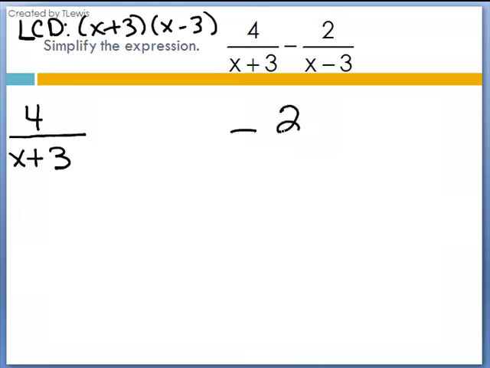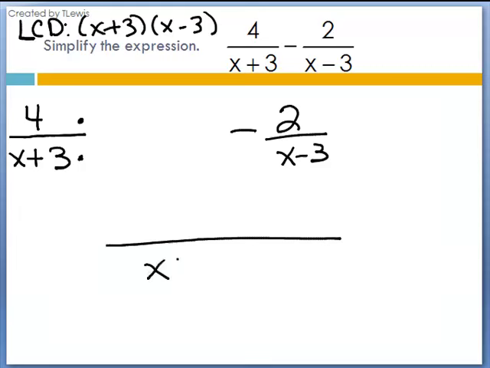So I want you to think about it. We want a common denominator of x plus 3, x minus 3. So what will we have to multiply? Okay, here we go. This is what we want our denominator to say, x plus 3, x minus 3. What will we have to multiply this first fraction by for it to say x plus 3, x minus 3 in its denominator?